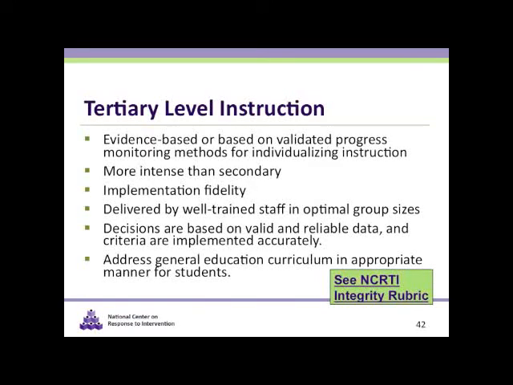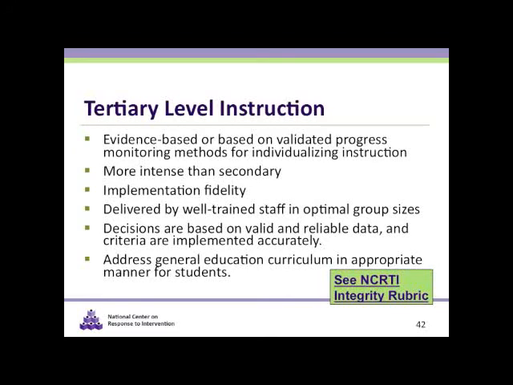The following are true in an effective tertiary level of prevention. Tertiary level interventions are evidence-based, standard protocols, or are based on validated methods for individualized instruction. Interventions are more intensive than secondary interventions. In other words, a standard protocol intervention may be individualized based on using ongoing progress monitoring data to make adjustments in instruction. Procedures are in place to monitor the fidelity of implementation of tertiary level interventions, and the preponderance of evidence supports fidelity. Tertiary level interventions are led by well-trained staff, and the group size is optimal for the age and the needs of students.